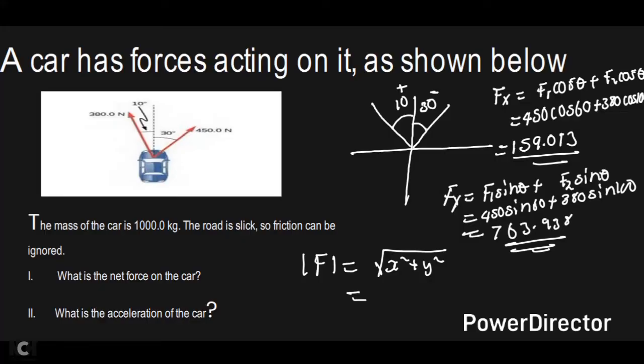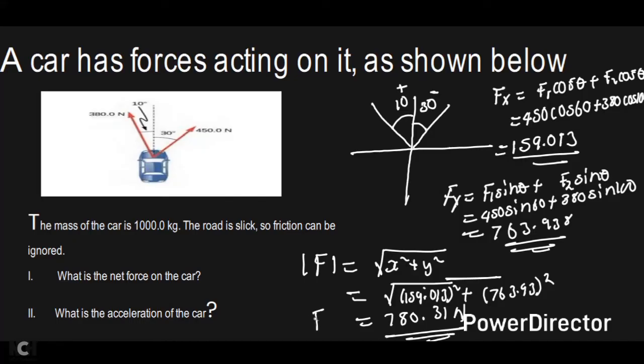Then what is the x? The x we already know is 159.013 squared plus 763.93 squared. What will be your answer? After calculating all of these, you have to get 780.13 newtons. So that is your first answer, which is here. So the first answer, the net force, will be 780.31 newtons. So what about the next question?